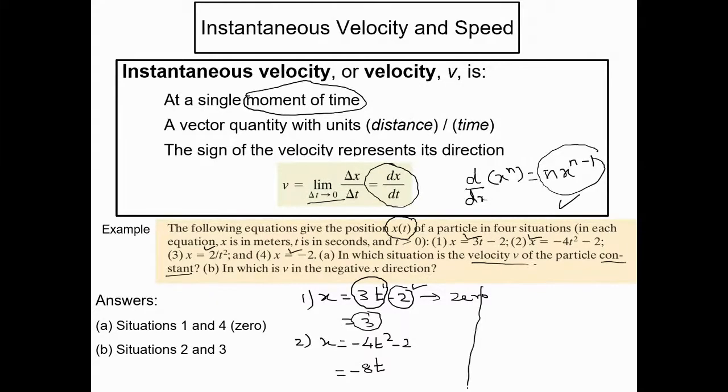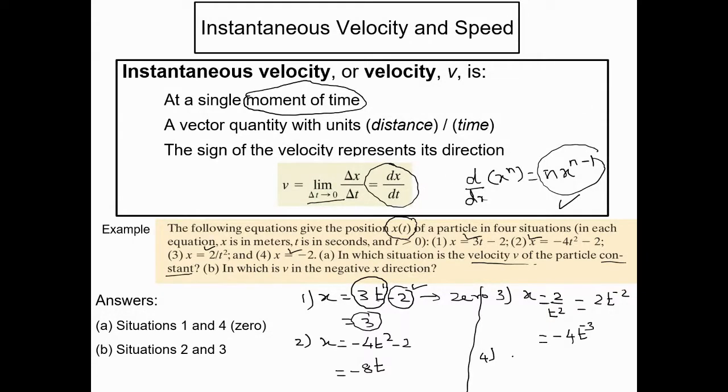What is given in the third one? X is equal to 2 divided by t square. Am I right? How can I write this? I can write this as 2t power minus 2. Am I right? I can write like this. Yes. Okay, if you just write, what will you get? Could you please apply the rule? Now my n value is -2. That means this becomes -4, t power -3. Is it a constant? No. Okay, let's go for our fourth situation.